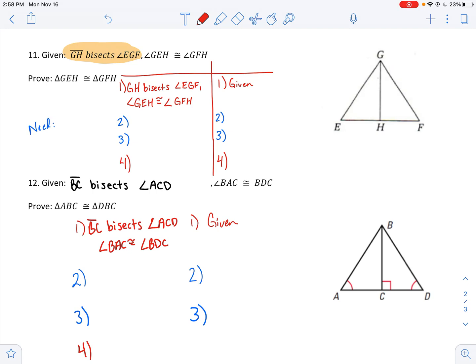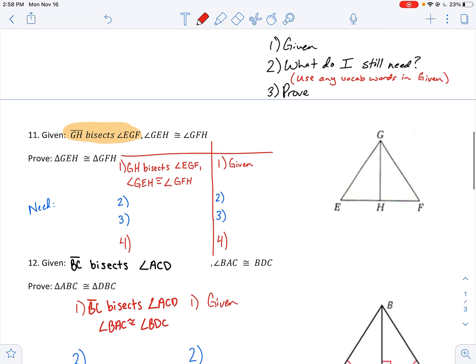So what we're looking for is, what's my given information? So first step, what's given? Then you got to ask yourself, what do I still need? And we can use any vocab words in those given lines. Those will usually help us out quite a bit. And then we'll put down our prove statement, our statement of congruence.